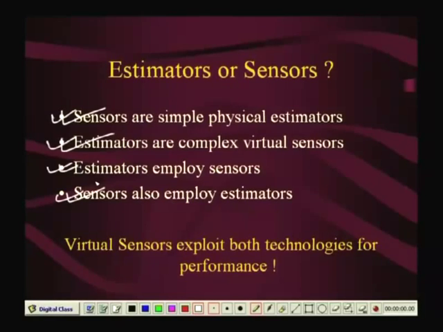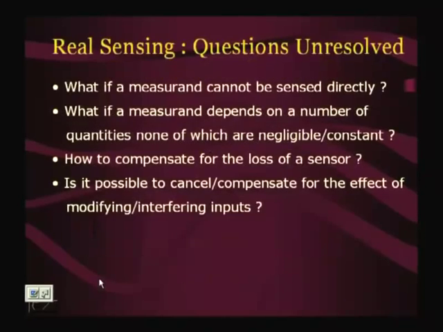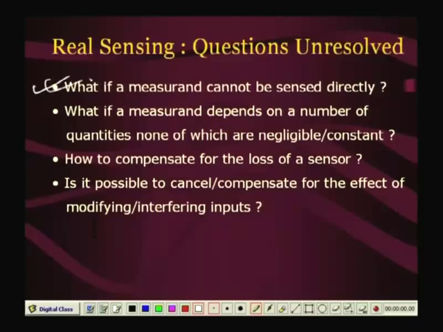Today we shall see some quick examples of estimators which are used as sensors for measurement and give several benefits. Real sensing, that is the conventional sensors that we use, have some drawbacks and cannot answer some questions. For example, what if a measurement cannot be sensed directly? We shall show today that in some cases you may be interested in measuring a quantity which cannot be measured in the situation that the measurement is needed in.